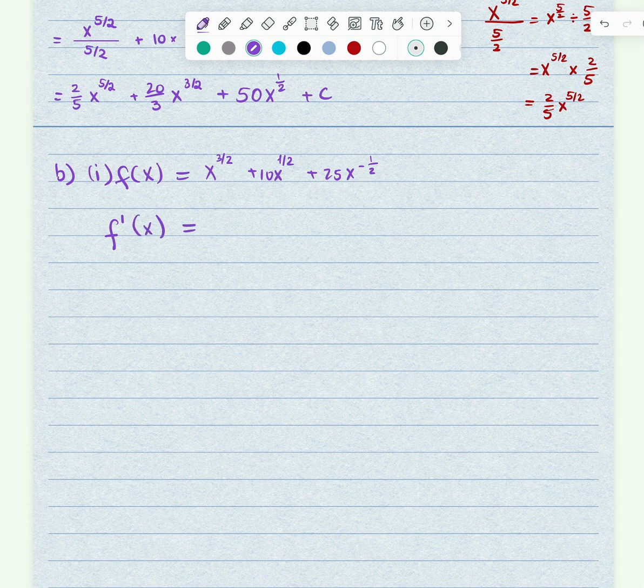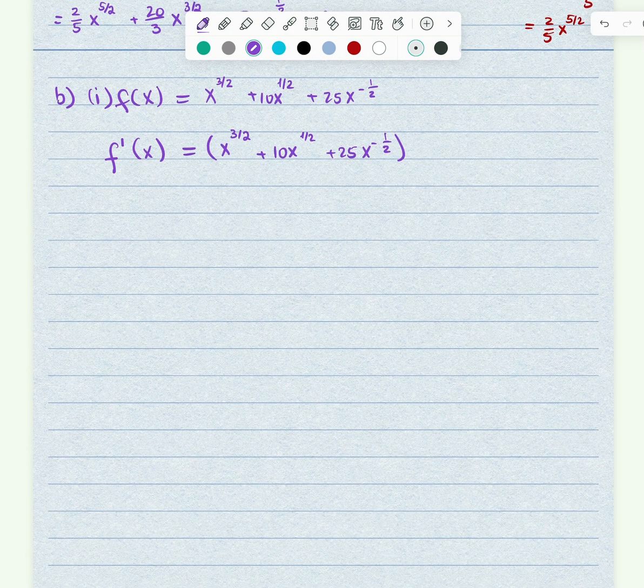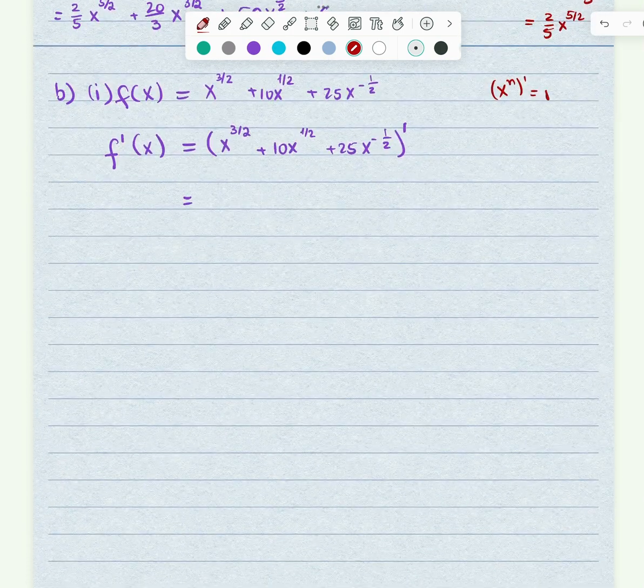They are basically testing whether you understand the meaning of this sign, which is the derivative, and whether you know how to find the derivative or not. So f of x is x to the power of 3/2 plus 10x to the power of 1/2 plus 25x to the power of negative 1/2. The first thing I'm going to do is find the derivative. The rule for the derivative: if I have x to the power of n, the derivative is nx to the power of n minus 1. That's how we do the derivative.